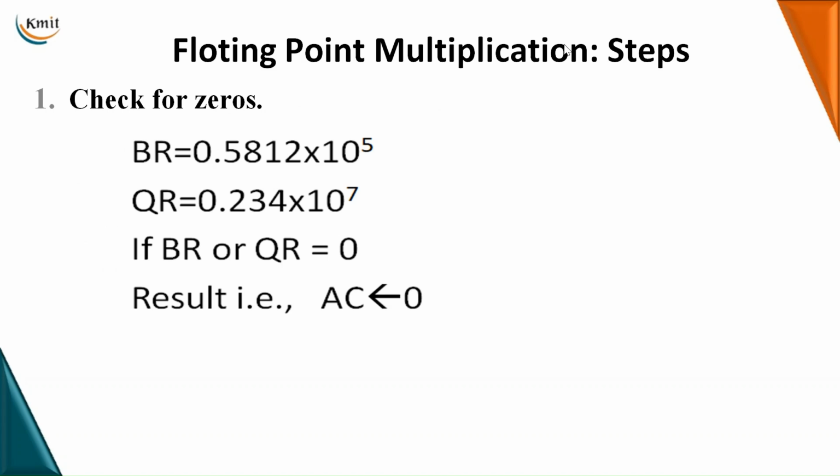Here I am considering two operands where the value of my BR register is 0.5822 into 10 to the power of 5, and the QR register is 0.234 into 10 to the power of 7. These are my two operands.